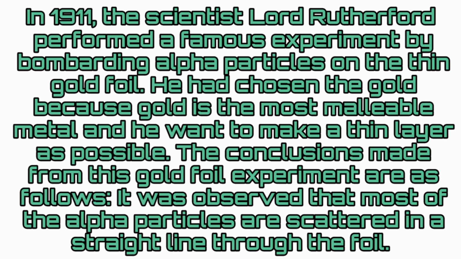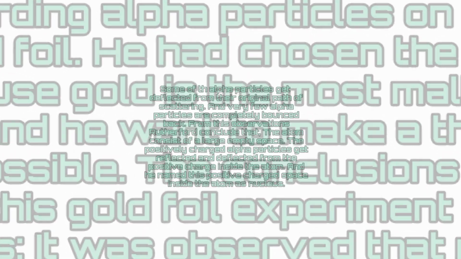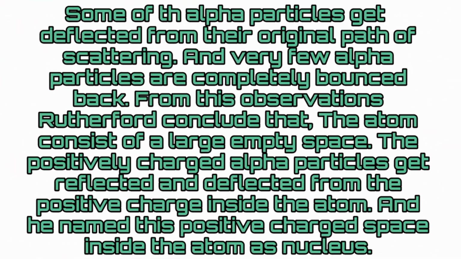It was observed that most of the alpha particles passed in a straight line through the foil. Some of the alpha particles got deflected from their original path, and very few alpha particles were completely bounced back. From these observations, Rutherford concluded that the atom consists of a large empty space. The positively charged alpha particles get reflected and deflected by the positive charge inside the atom, and he named this positively charged space inside the atom the nucleus.